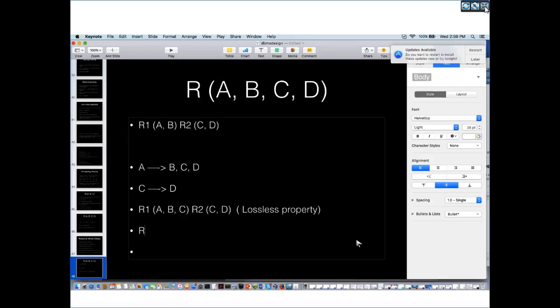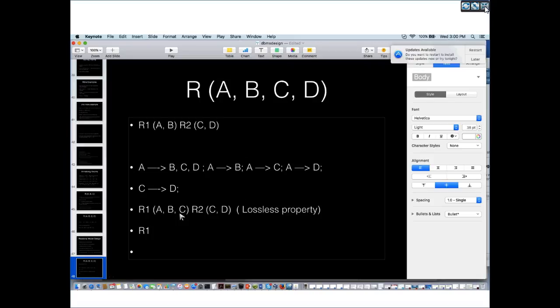Now, if you see what are the parts of R1 and the original dependencies, these dependencies can be written as A determines B, A determines C, and A determines D, and then C determines D. So this is basically determining all these things is what we are seeing.